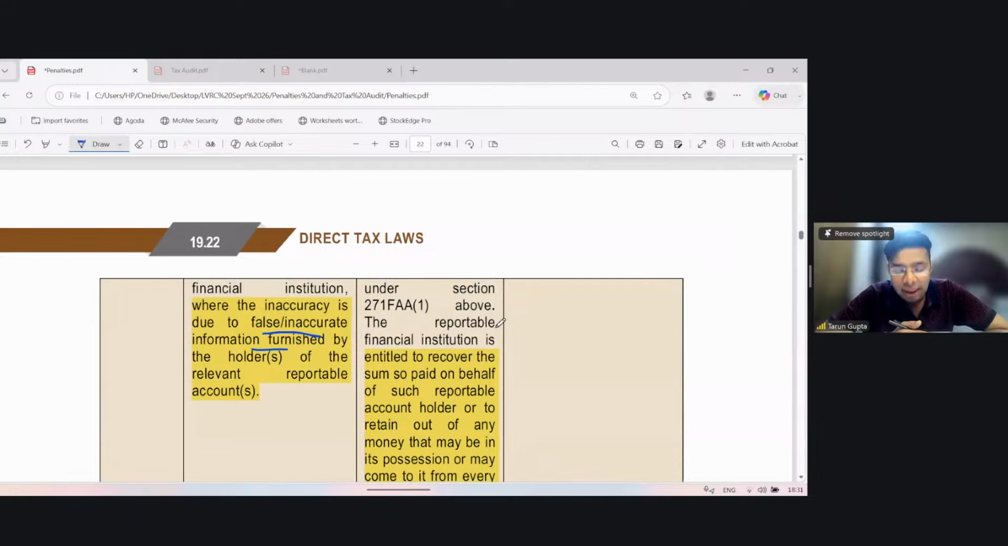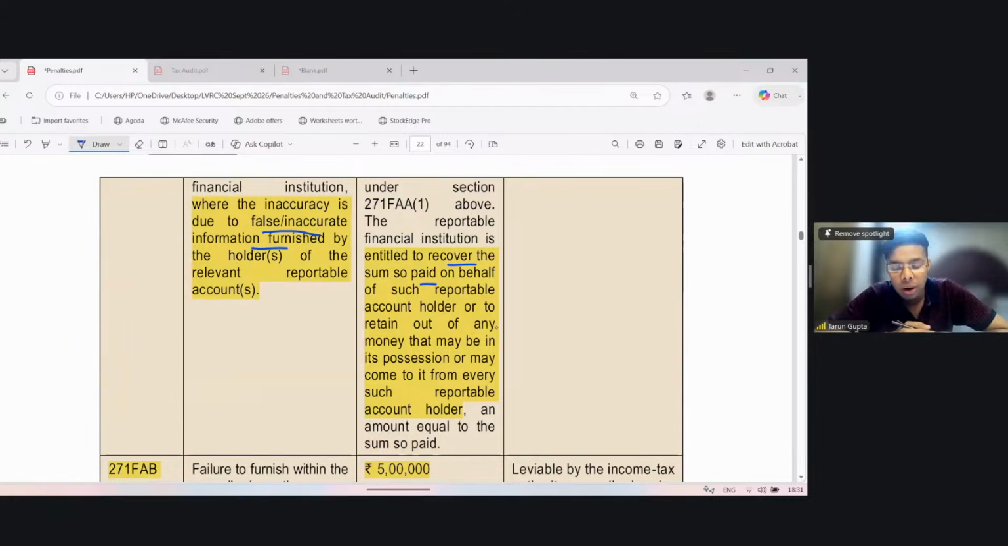But the assessee is entitled to recover the sum so paid on behalf of such reportable account holder, or retain it out of the money that may be in its possession or may come to it from every such reportable account holder. Okay. So though the government will collect the penalty from the assessee, the assessee may again collect it from the reportable account holder.